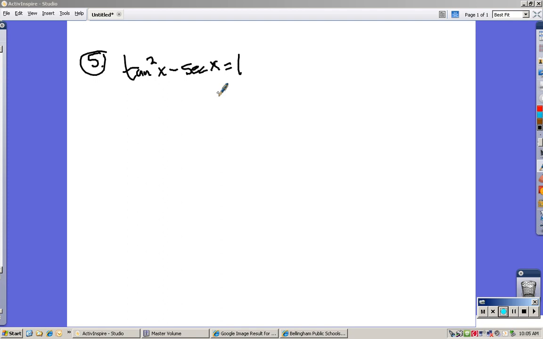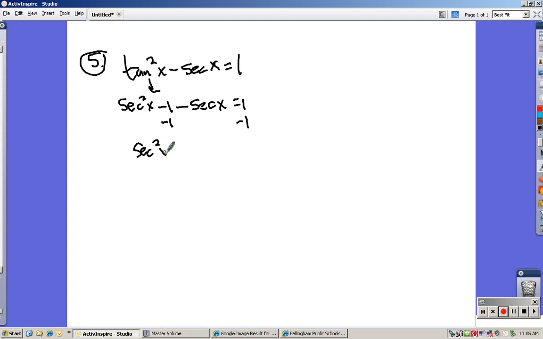And I know from Pythagorean identities that tangent squared is the same as secant squared minus 1. So secant squared x minus 1. Tangent squared is that, so I'm just going to replace tangent squared x with that. And then notice I'm subtracting secant of x, and that equals 1. Keep going from here. Subtract 1 from both sides to get it equal to 0. I have secant squared x minus 2 minus secant of x is equal to 0.